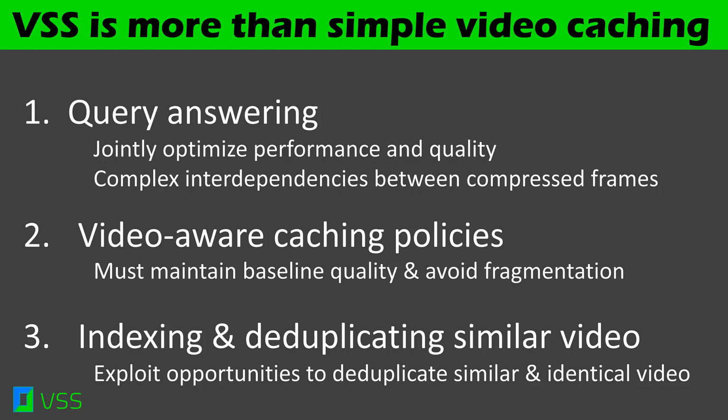Second, cached video data has some unique characteristics that differentiate it from other domains. For example, reads are more performant if we minimize the fragmentation of contiguous cached visual regions.